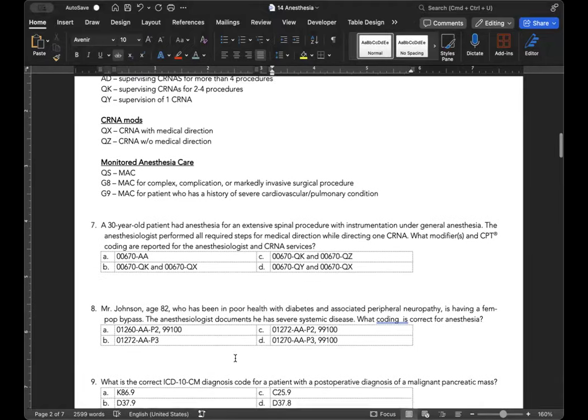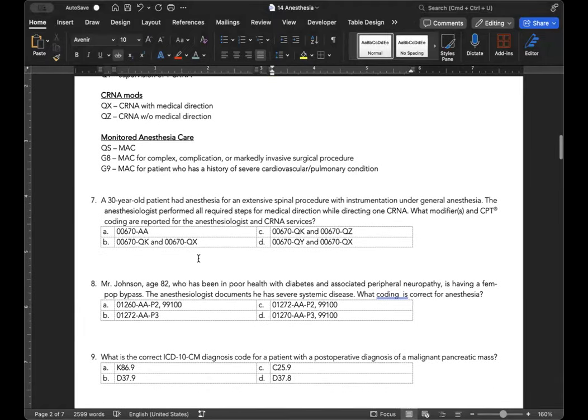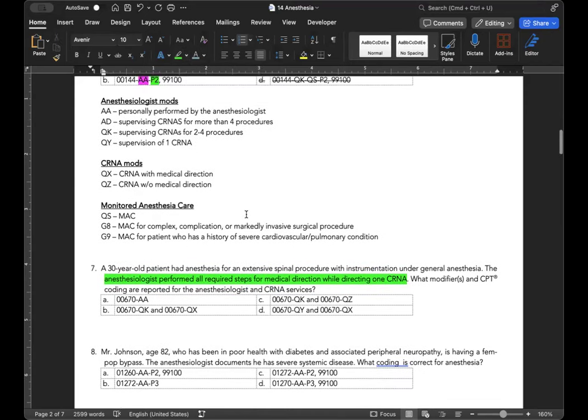Okay. Let's do another one. So question number 7. A 30-year-old patient has anesthesia for an extensive spinal procedure with instrumentation under general anesthesia. The anesthesiologist performed all of the required steps for medical direction while directing a CRNA. So what modifiers and CPT codes are we going to report for the anesthesiologist and the CRNA? So let's do the anesthesiologist first. Again, our CPT codes are all the same, right? Our anesthesiologist performed all of the required steps while medically directing a single CRNA. So, what modifier should we use?